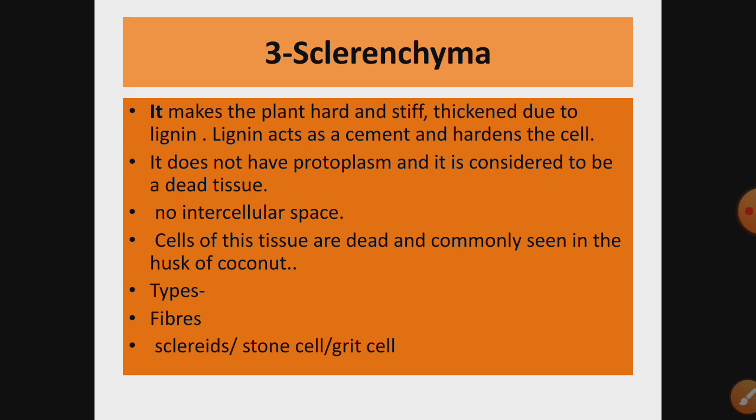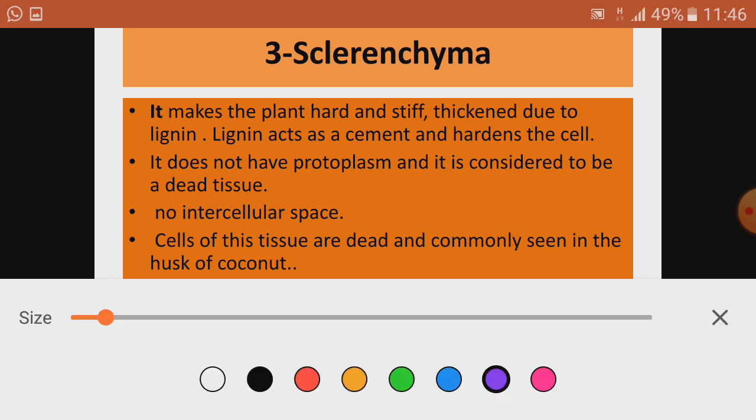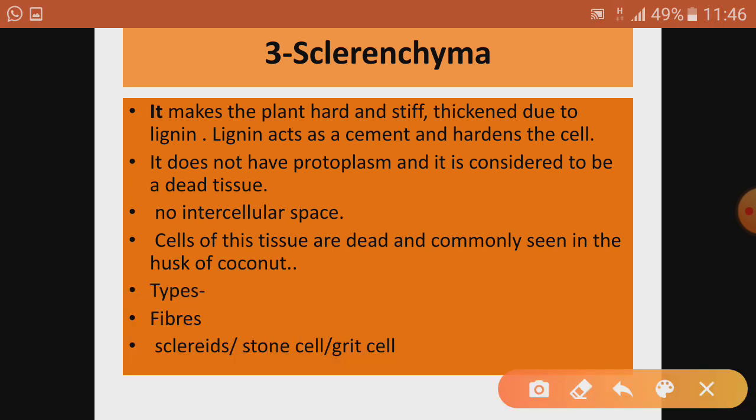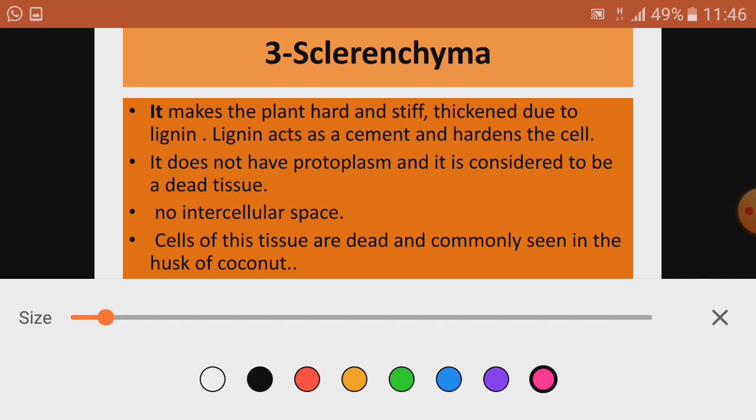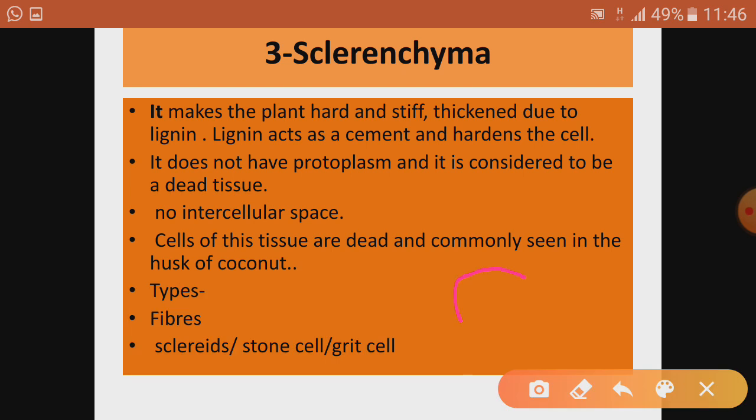In case of animal cell, we have got less number of dead cells, we have got more number of living cells, but in case of plants there are more number of dead cells, just to provide the mechanical strength support to the plant. It has got lignin as the outer covering of the cells, like this. They have got extra deposit of the lignin.